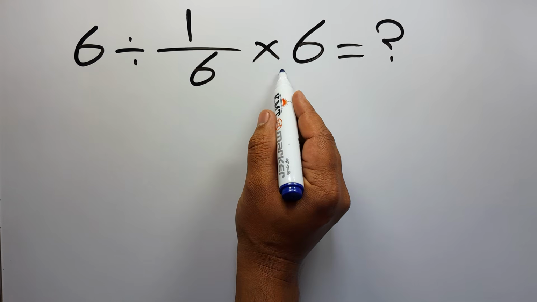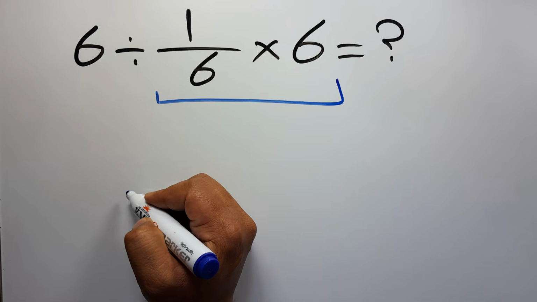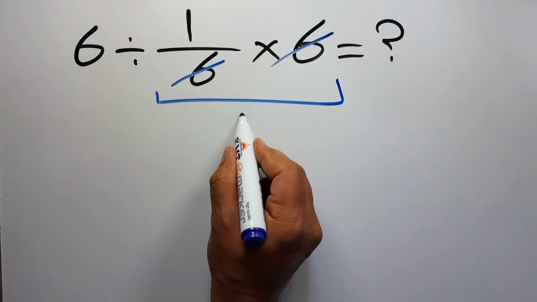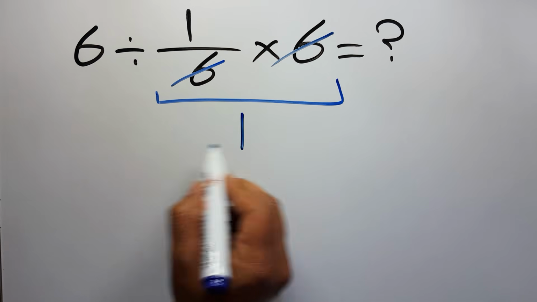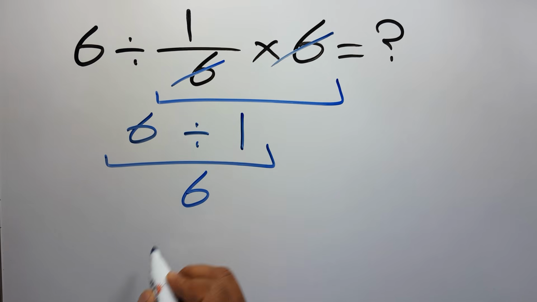First we do this multiplication, 1 over 6 times 6. We can easily cancel this 6 and this 6. So here we have just 1. And the 6 divided by 1 is just 6.